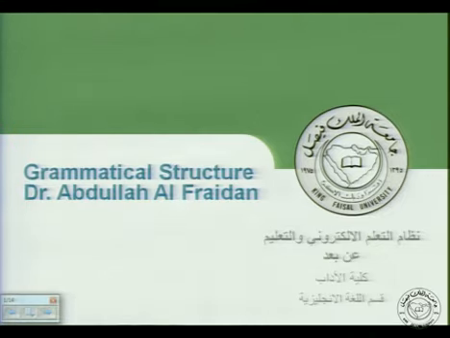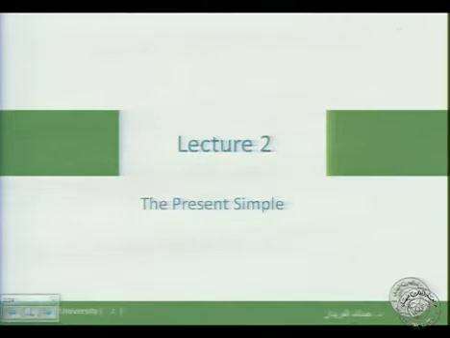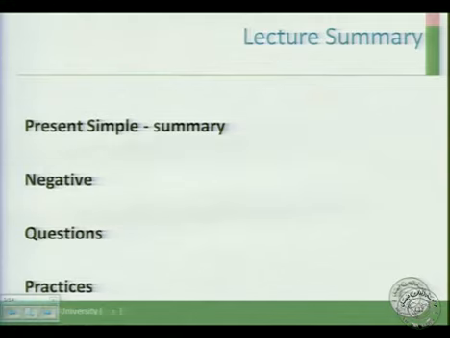Well, last time we talked about the verb tenses, where we talked about that we have three: present, past, and future. And we talked about the simple present, and we are going to continue talking about the present simple today. The present simple summary. We talked about how do we use the present simple. I talked about that when we want to use the present simple, we talk about something that we do every day.